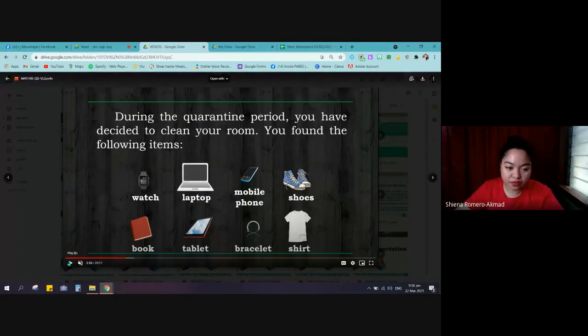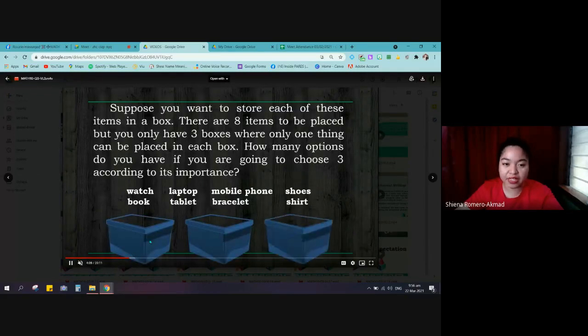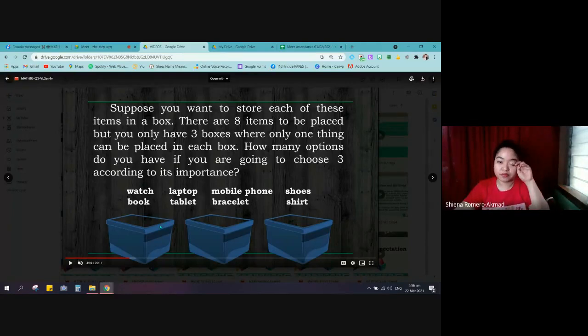So after you clean and you decided to put or to store each of the items in a box. But of course, since you have 3 boxes, you only have to place 1 item per box kasi yun lang ang kasya. Then mangyayari is you have to choose from these 8 items kung alin lang dyan yung ilalagay mo sa box.